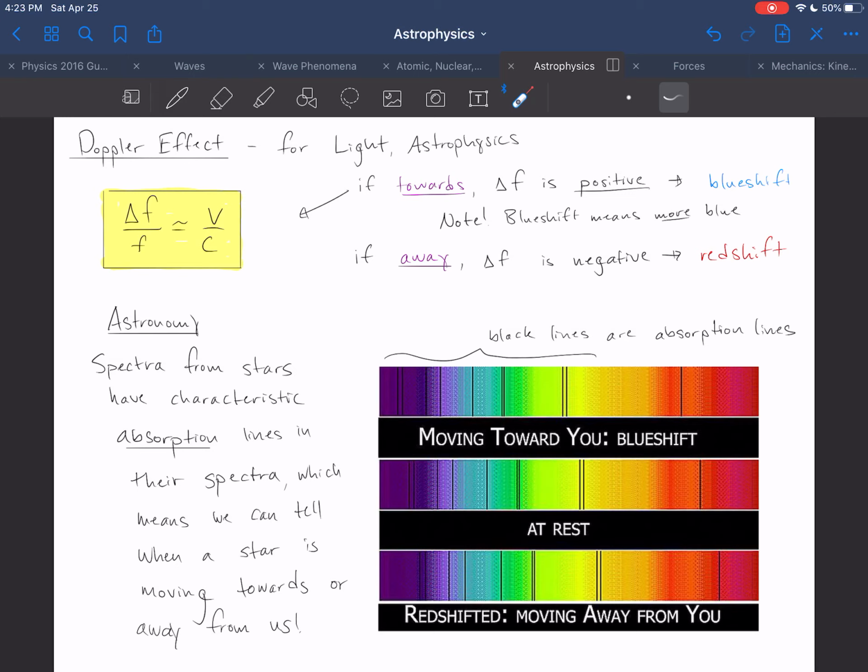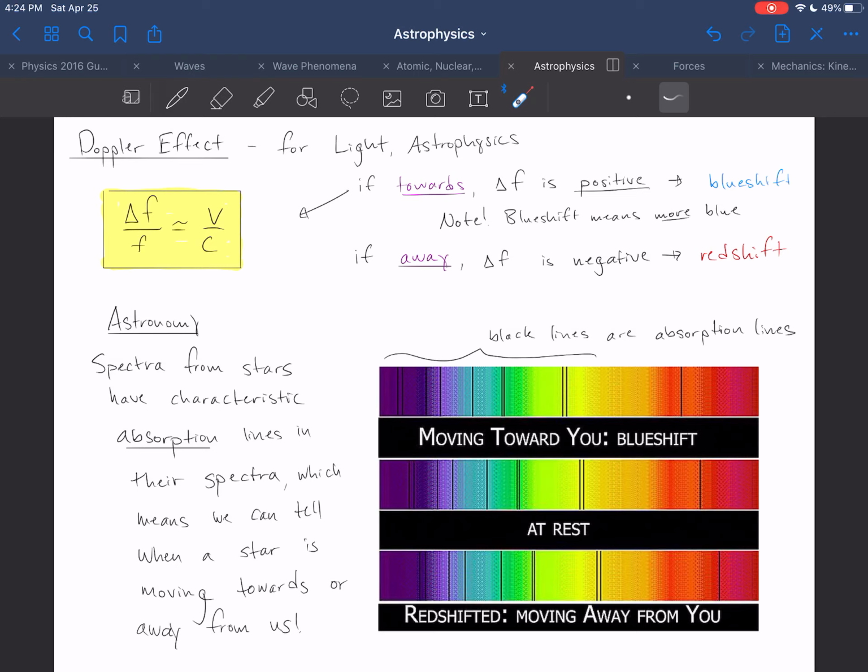And so we use the spectra from the stars with their absorption lines to detect whether a star or a galaxy is moving towards or away from us. We can find those very recognizable patterns in the lines if you're looking for hydrogen or helium. They're quite visible, fairly straightforward to measure. And if they're in the wrong place, then we know that there is some radial motion.